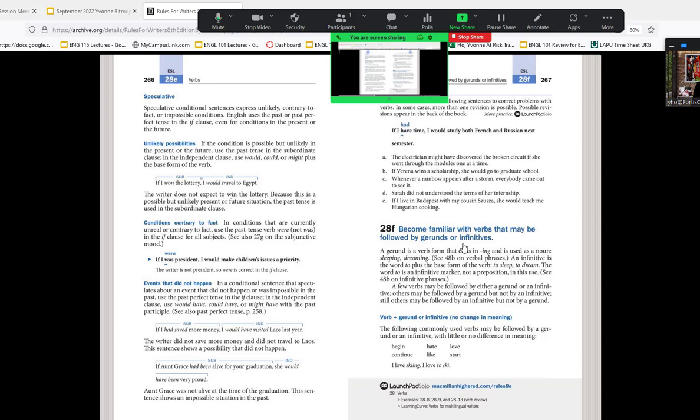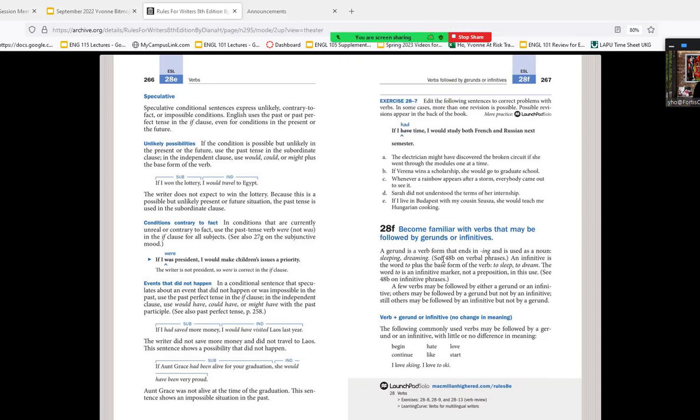So become familiar with verbs that may be followed by gerunds or infinitives. A gerund is a verb form that ends in -ing and is used as a noun: sleeping, dreaming. An infinitive is the word "to" plus the base form of the verb: to sleep, to dream. The word "to" is an infinitive marker, not a preposition, in this use.